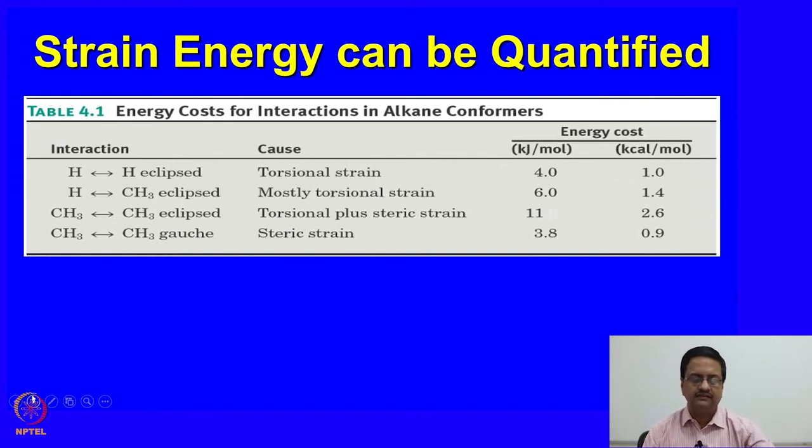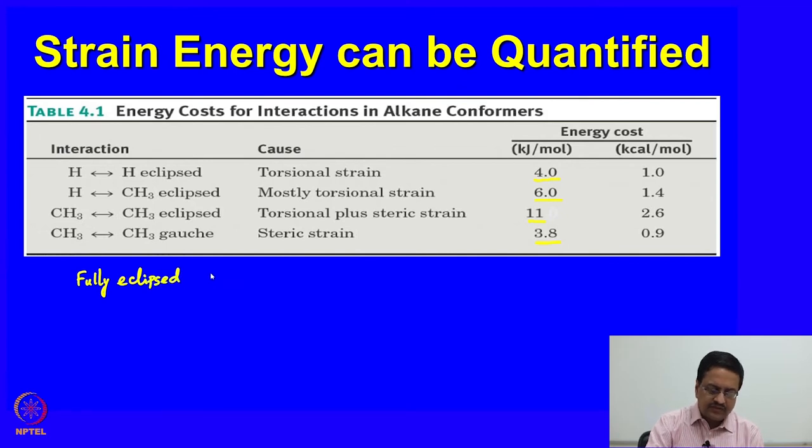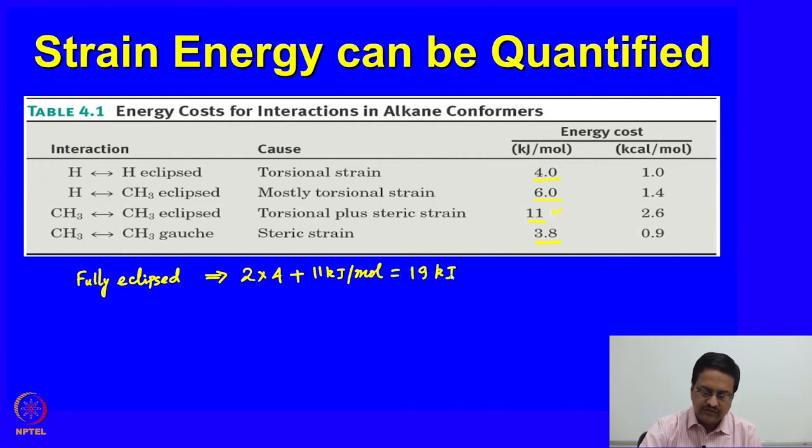So when you try to tabulate these numbers, you can see here that in case of hydrogen-hydrogen eclipsed, it is 4 kilojoules per mole. In case of hydrogen and methyl, it is 6 kilojoules per mole. When it is two methyls in eclipsed conformation, it is 11 kilojoules per mole. And when it is methyl and methyl gauche, the steric strain is just 3.8 kilojoules per mole. So if we now try to see, the fully eclipsed conformation should have 2 into 4 plus this one, 11 kilojoules per mole. So it will be 19 kilojoules per mole, which we have already seen.